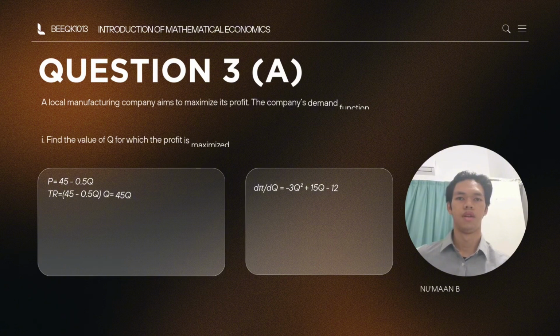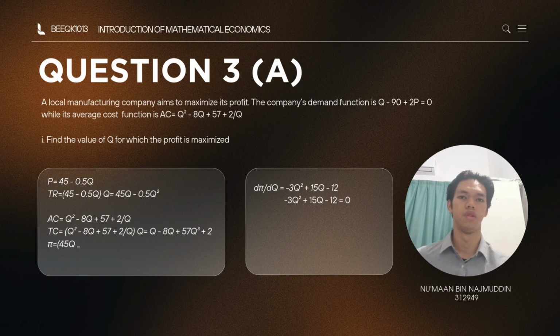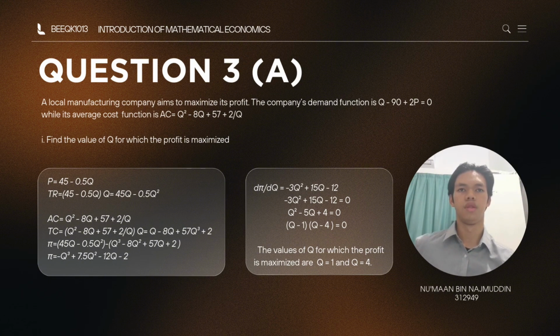Question 3. A local manufacturing company aims to maximize its profit. The company's demand function is Q minus 90 plus 2P equals 0, while its average cost function is AC equals Q squared minus 4Q plus 57 plus 2 over Q. So the first question is we have to find the value of Q for which the profit is maximized. So the first thing that we have to do is express the price P in terms of Q from the demand function, P equals 45 minus 0.5Q.